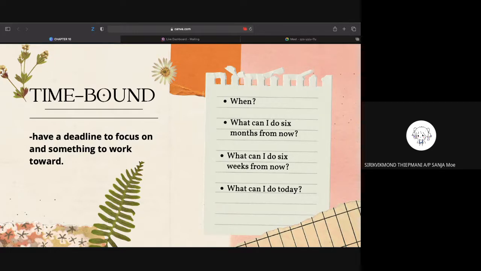A time-bound goal will usually answer these questions. When? What can I do 6 months from now? What can I do 6 weeks from now? What can I do today? For example, gaining the skills to become head of marketing may require additional training or experience, as we mentioned earlier.